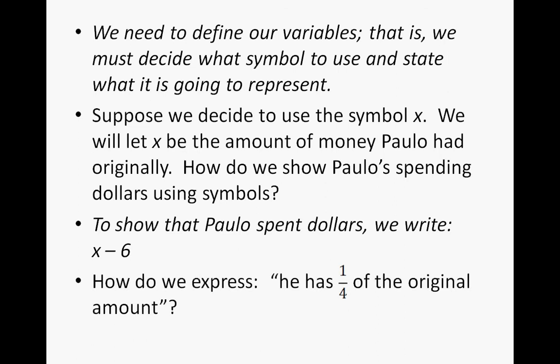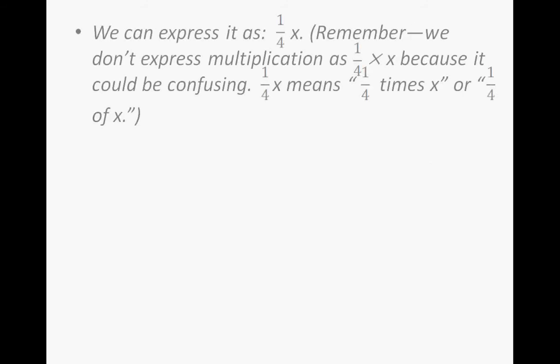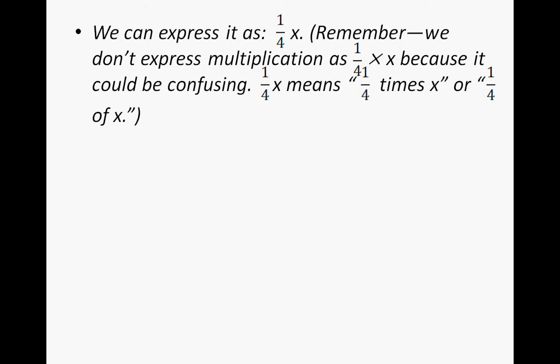How do we express he has 1/4 of the original amount? Well, we can express it as 1/4 of X. Remember that we don't express multiplication as 1/4 times X because it could be confusing. An X next to an X might make it look like it's X squared. So 1/4 X means 1/4 times X or 1/4 of X. And if you remember back to fractions, a fraction of a fraction is the same as multiplying by fractions.